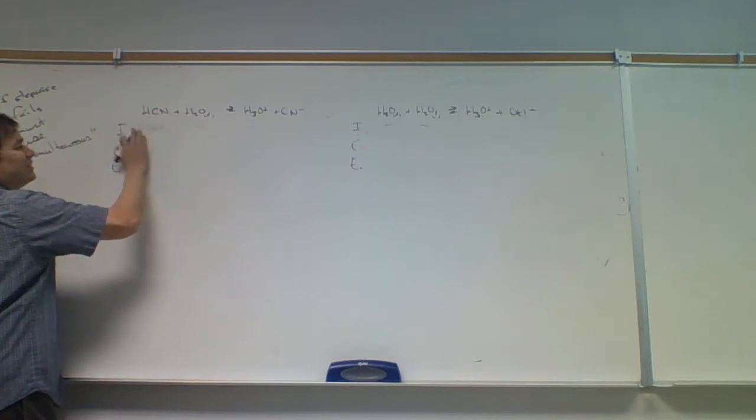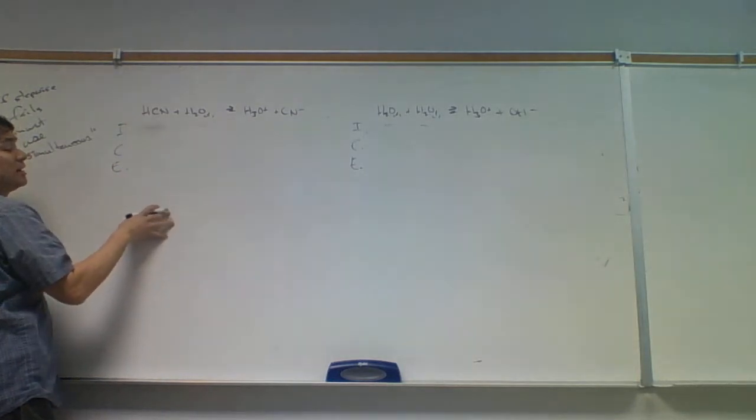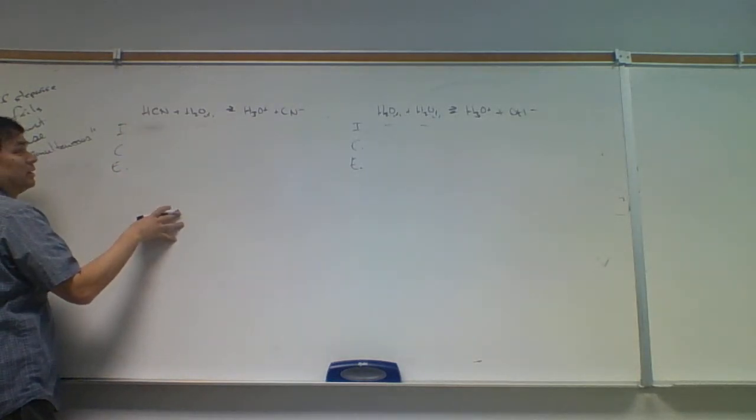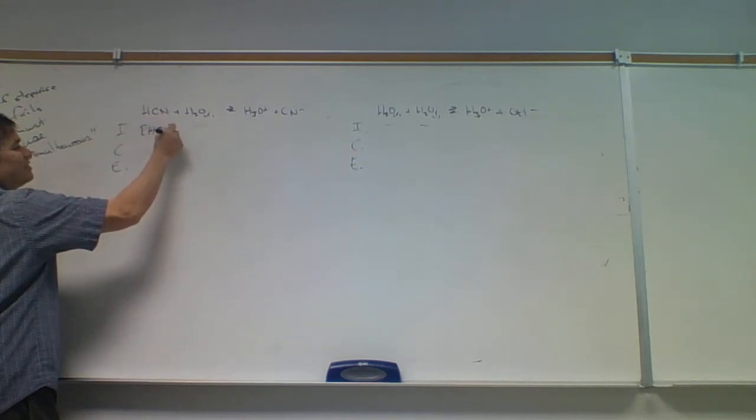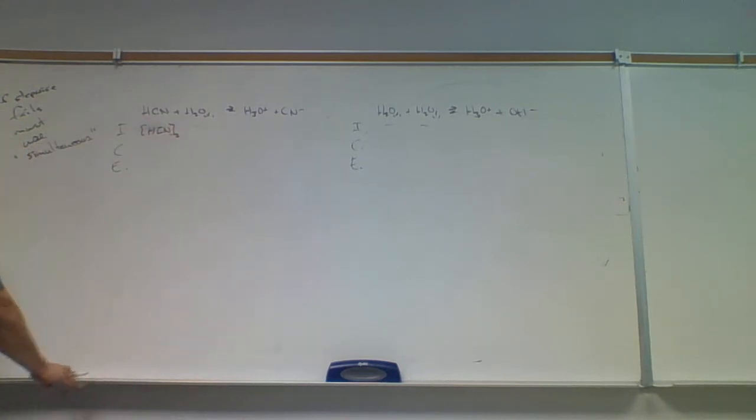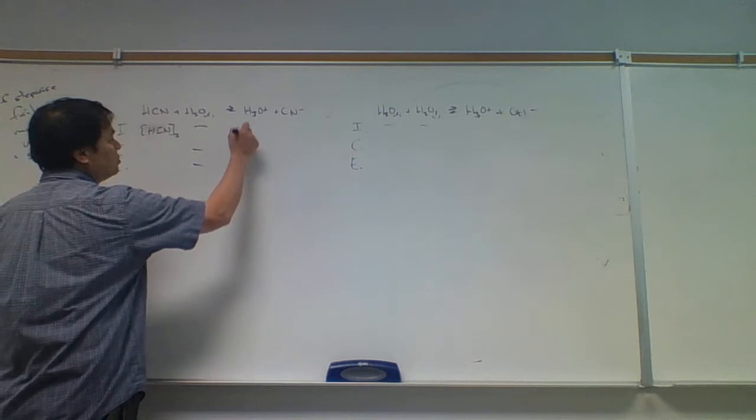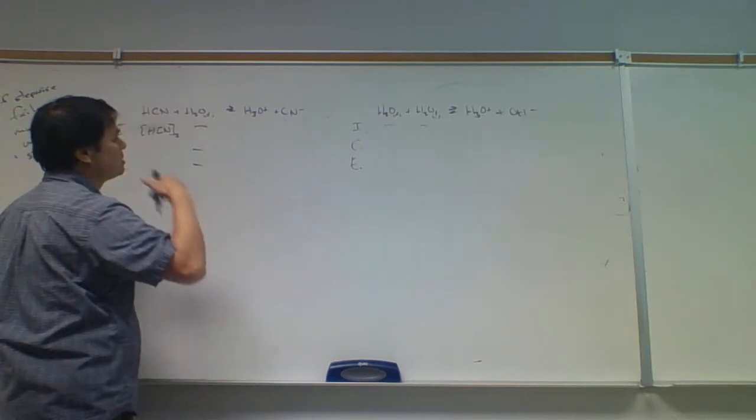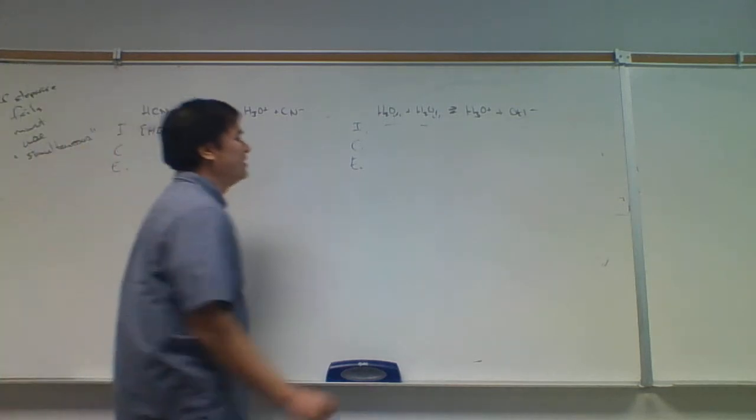Actually, I know what the initial concentration is. I'll just set it up generically first, and then we'll put in the numbers later. And so we have the initial concentration of the HCN, which we'll just call HCN initial. HCN initial is 1.0 times 10 to the minus 8. Water is pure liquid. Hydronium and cyanide, we assume that nothing's happened, but we have to assume that something's happened. And that something that's happened is this.